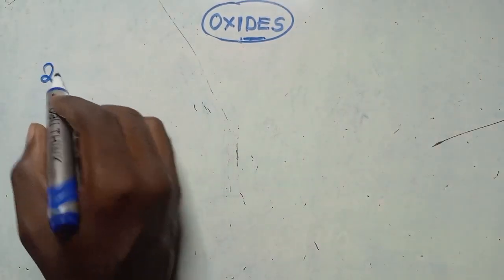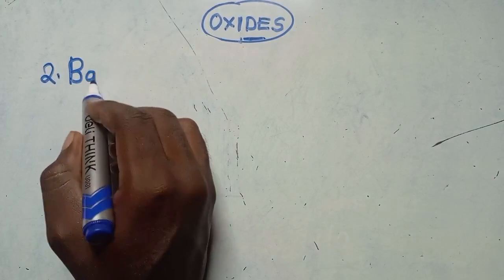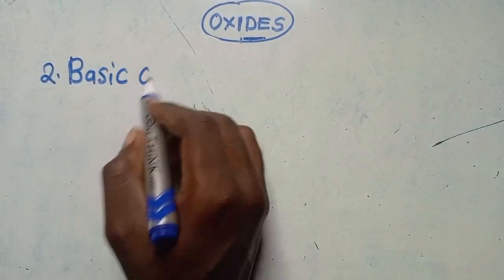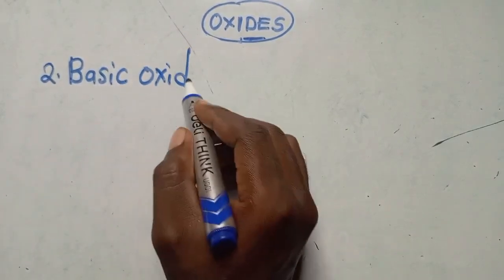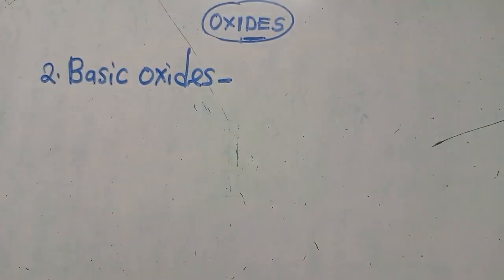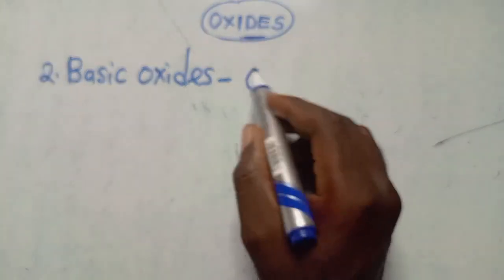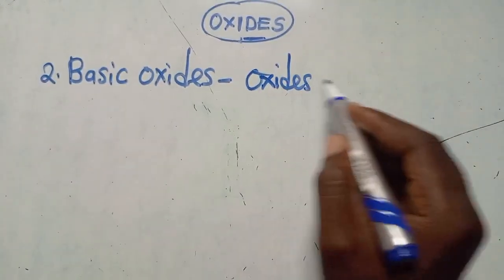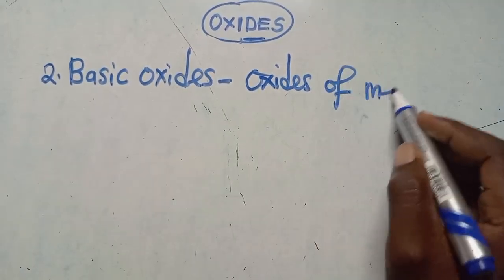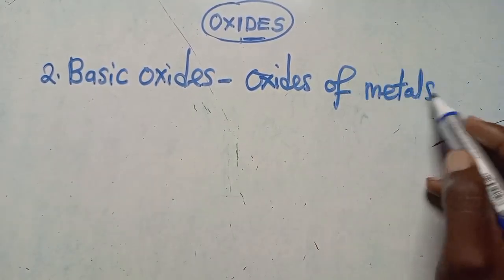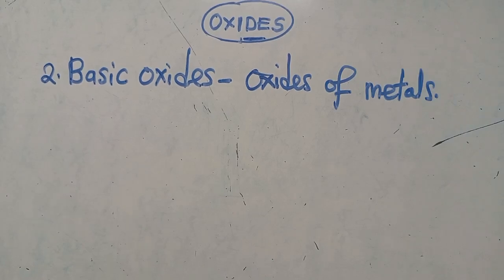So the second thing is called basic oxides. When we say these are basic oxides, you need to know why we call them basic oxides. Basic oxides are oxides of metals. When I say oxides of metals, one thing should click in your mind: they react with the metals.